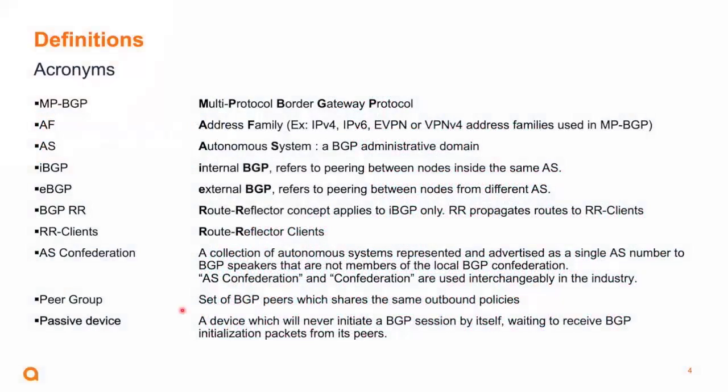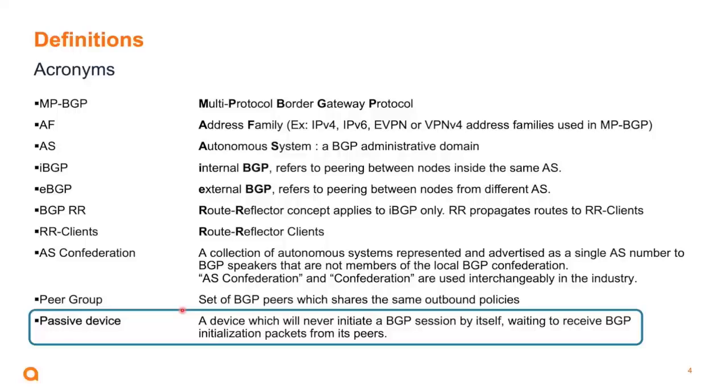So let's start with the overview. First, let's dive into some acronyms and definitions. For this new feature, the key concept here is passive device. A passive device is a device which will never initiate a BGP connection by itself, depending on the scope on which we have configured it as a passive device. It will always wait for its peers to initiate the BGP connection.